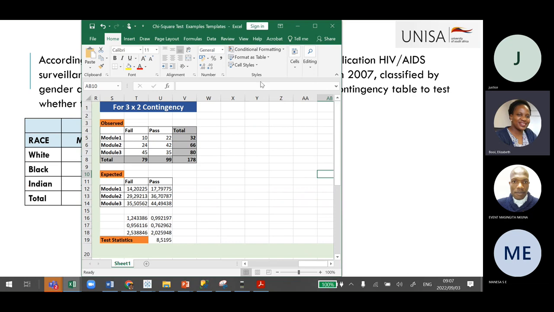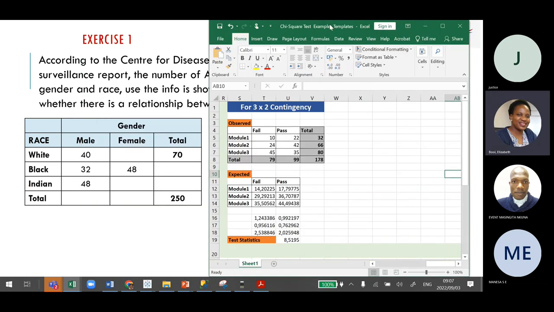Just scroll to the side. So I'm going to represent the same table here. The way I see it, it's white. So you can overwrite the values white, black, and Indian.